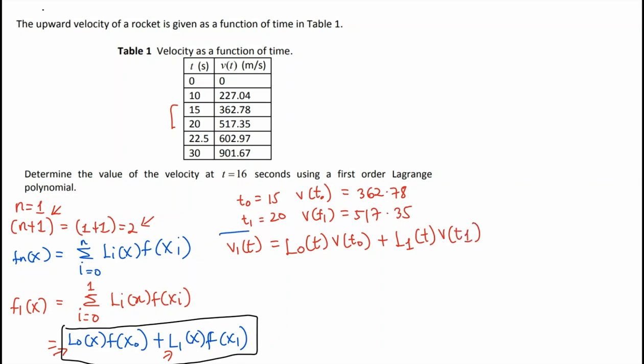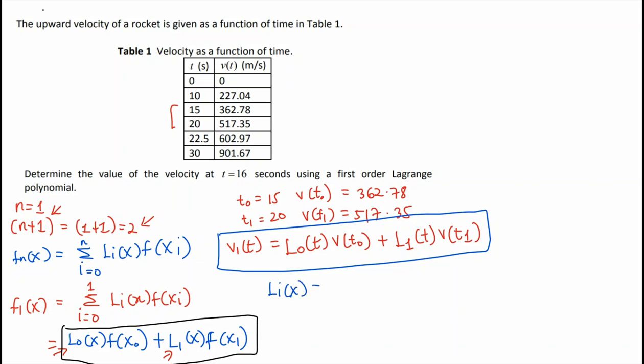So now we know what to do next, right? You have to find the weighting function. So let's look at that. So the general form of the weighting function is given as Li of x, that's equal to the product of x minus xj over xi minus xj, right, where j starts from 0 and then ends at n, but j cannot be equal to i, right? This is what you have.